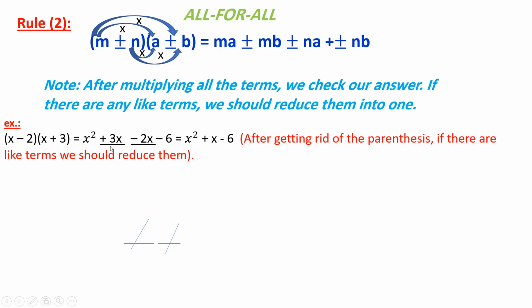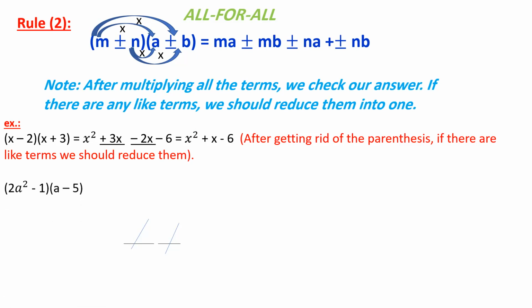Now, after we get this answer, we look for like terms. We can see that positive 3x and negative 2x are like or similar. So we make them one monomial. We write x squared. Positive 3 minus 2 is plus x, and we write minus 6. So this is our reduced answer. If you look at the answer, we do not see parentheses anymore.